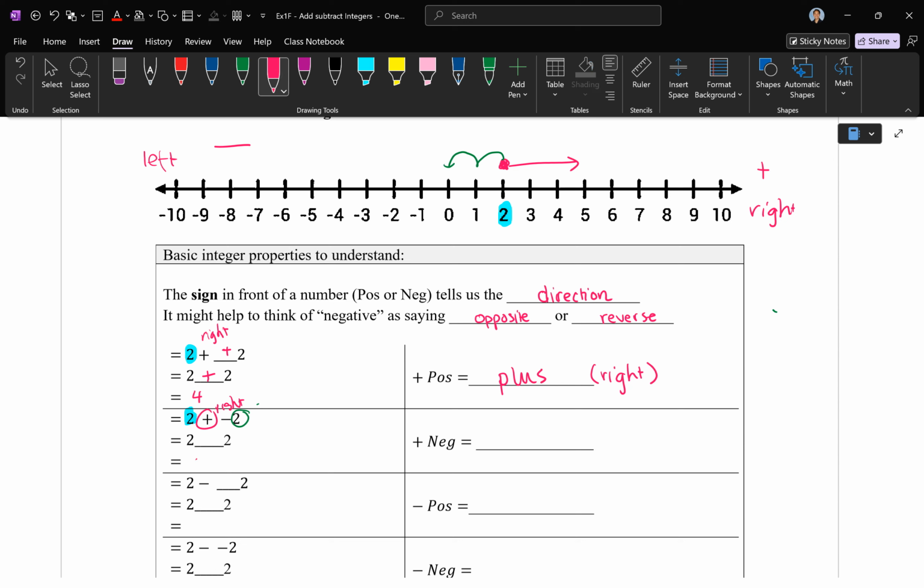So my answer here is 0, but let's think about the language I just said there. We started at 2, and I said left. Now, what operation represents left? Plus or minus? Minus. So here, instead of saying plus a negative number, it's very confusing for a lot of students. So we simplify that step and we say it's 2 minus, because minus means left. So I'm saying start at 2, go left 2. That's what that means. It says start at 2, go left 2. So starting at 2, go left 2 gives me 0.